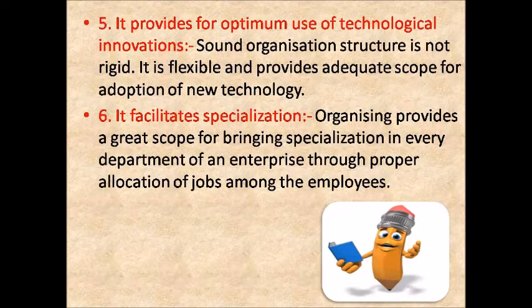Organizing provides a great scope for bringing specification in every department of an enterprise through proper allocation of jobs among the employees. So we can say to achieve the specification, the activities of the organization should be distributed and grouped with the help of division of work. Such action can be helpful to take care that the workload is balanced and there is no case of underwork or overwork among the employees.